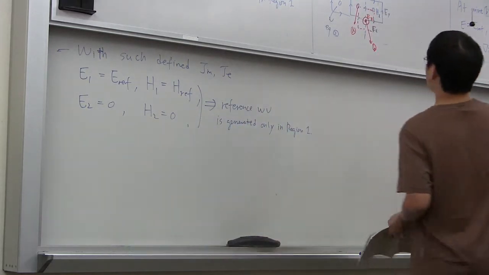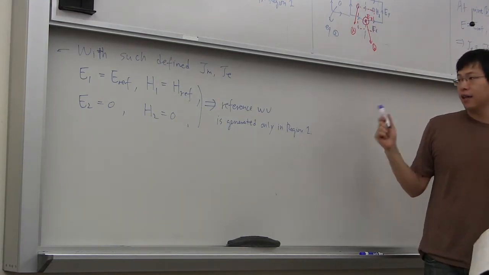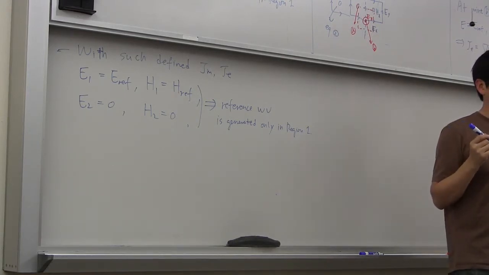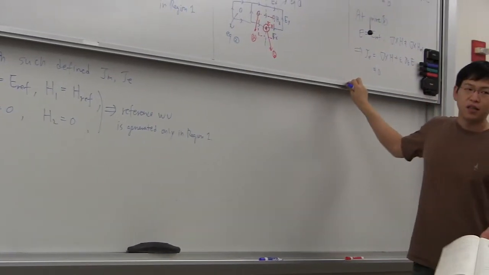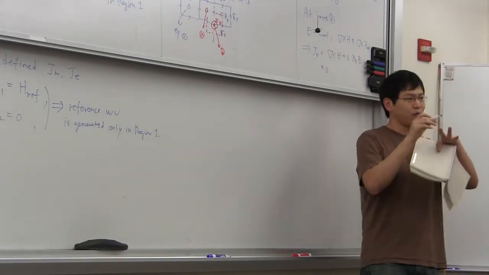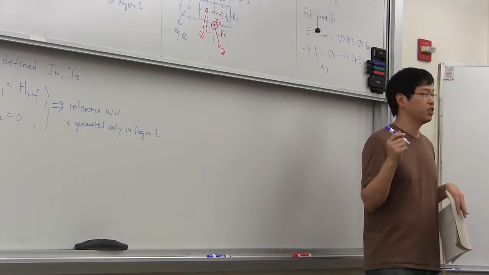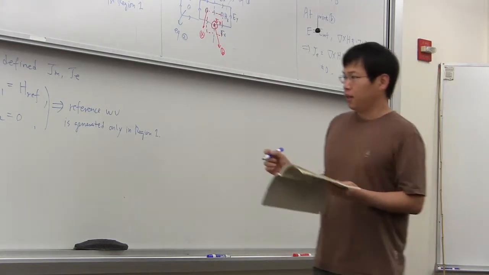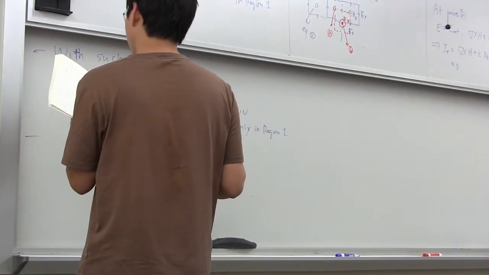So if you have such JM and JE around the boundary of the region 1 box, then a reference wave is generated strictly inside region 1 and boundary. You may have wondered how we generate such a strange wave only within the box. But these arguments show that there are some current sources that generate such a reference wave only within the box. That is the important part of the appropriate scalar field wave.